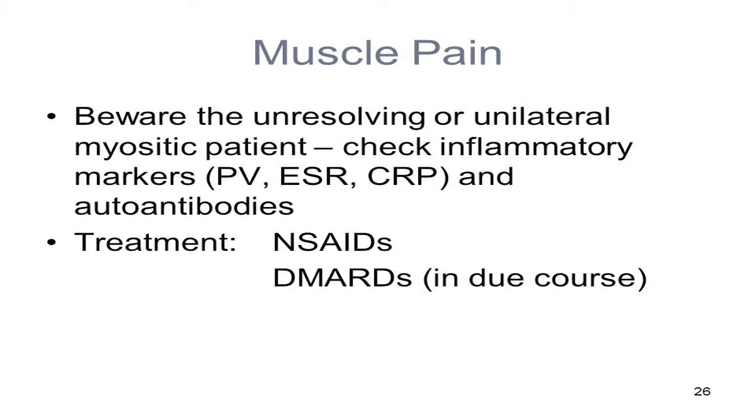So if you find an individual who's not resolving in your management strategy, then you need to think about the possibility of a myositis in front of you. Check their inflammatory markers, check their autoimmune antibodies, and then move on as you might do for other autoimmune inflammatory disorders, non-steroidals, and the disease-modifying agents once you've got your diagnosis.